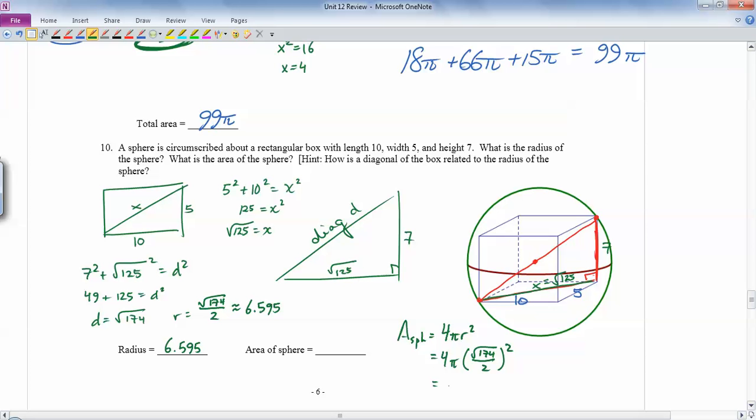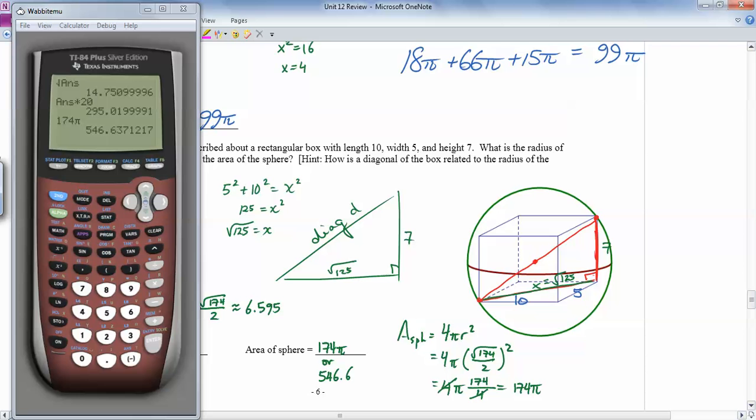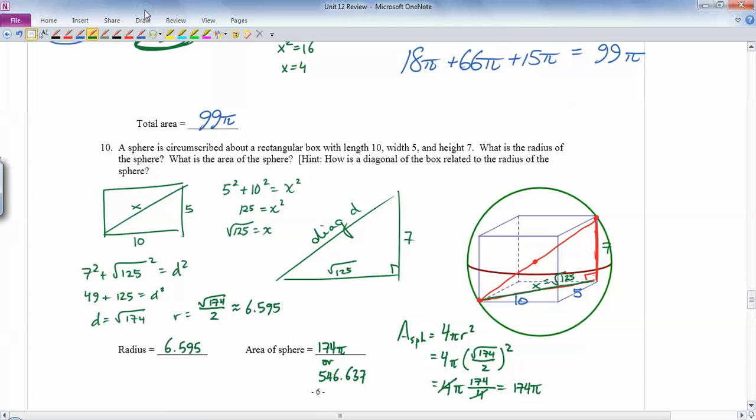Well, we could do decimal form for this if you wanted, where you plug in the 6.595. This one actually works out decently well. Root 174 squared is 174. 2 squared is 4. And then those guys cancel and you're left with just 174 pi. So that also works. But let's just get the decimal anyway, because my guess is most of you are doing it that way. 546.637. All right. Hope that helps a little.